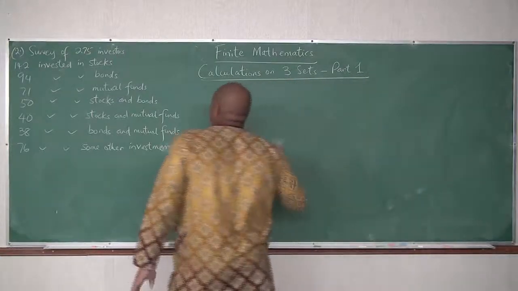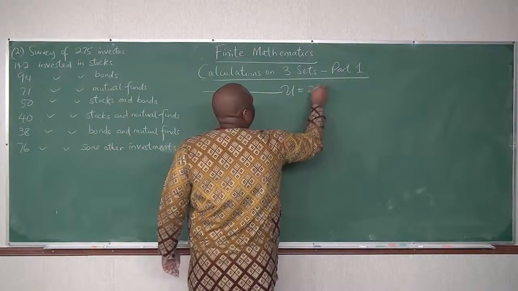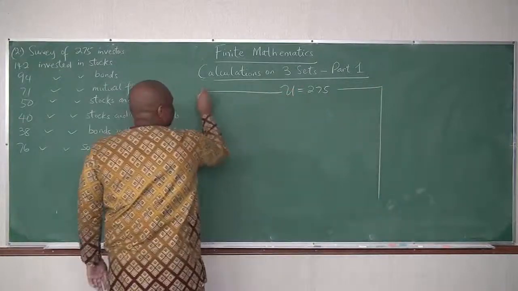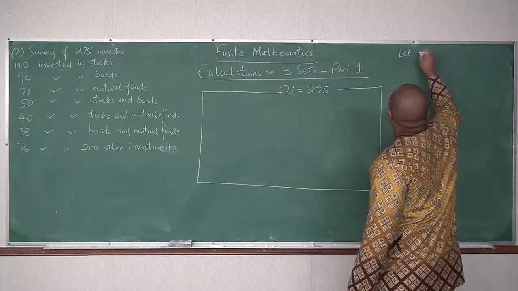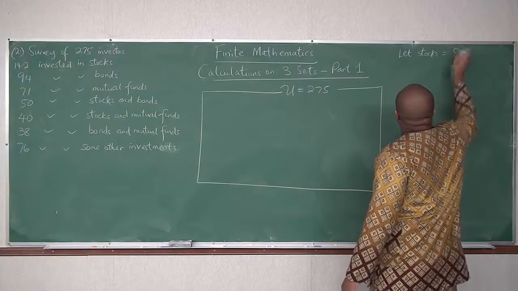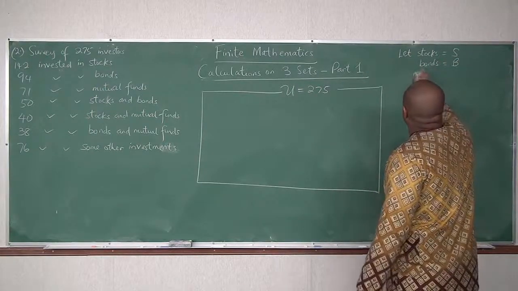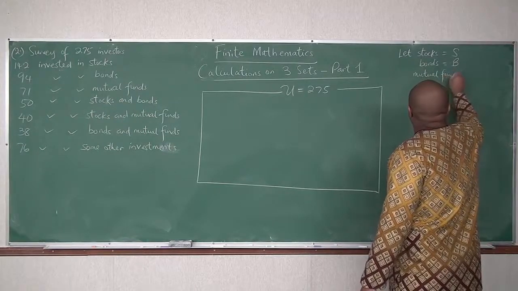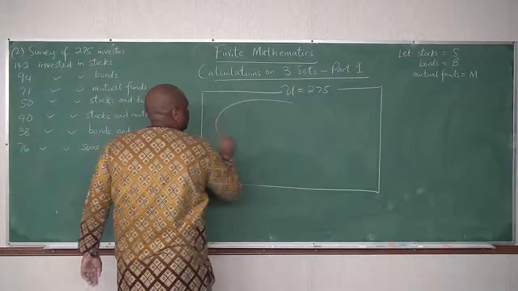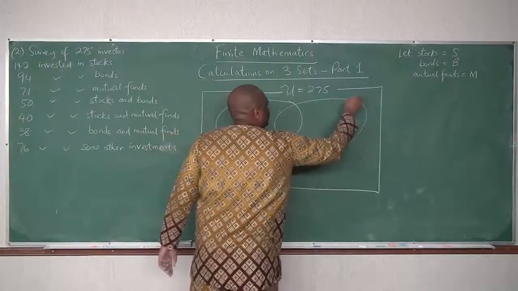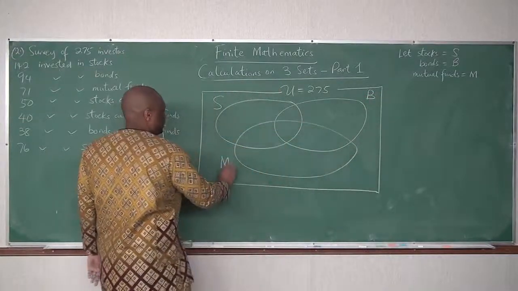Now, I will use Venn diagrams in this problem. The universal set is 275. Before I begin, what do I need to do first? Let's define it. Let stocks be S, let bonds be B, and let mutual funds be M. So I have my stocks, bonds, and mutual funds. SBM.